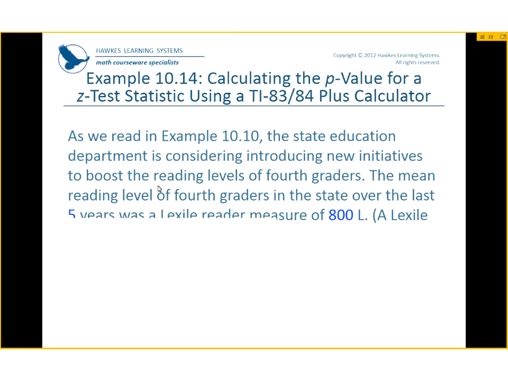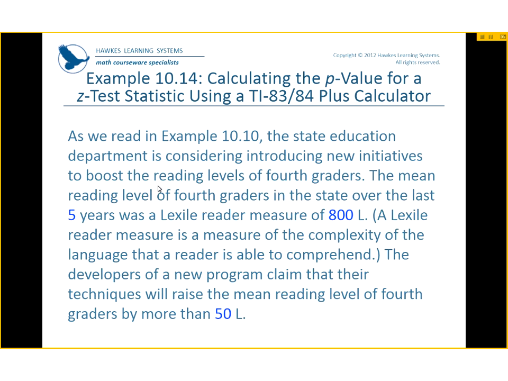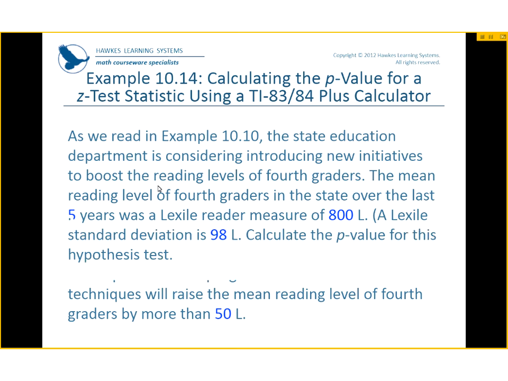All right, so in the example we looked at before, the State Education Department is considering introducing new initiatives to boost the reading level for fourth graders. The mean reading level of fourth graders in the state over the last 5 years was a Lexile reader measure of 800 L. A Lexile reading measure is a measure of complexity of the language. The developers of the new program claim their techniques will raise the mean reading level by more than 50 L.